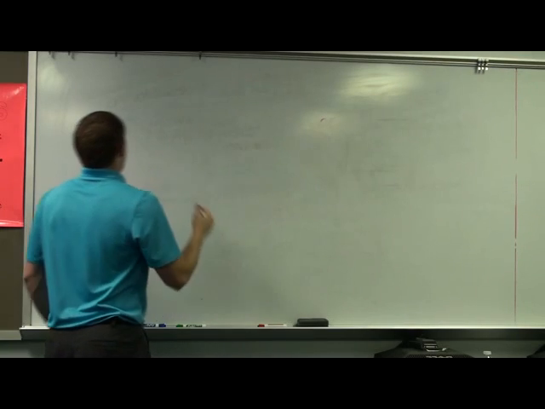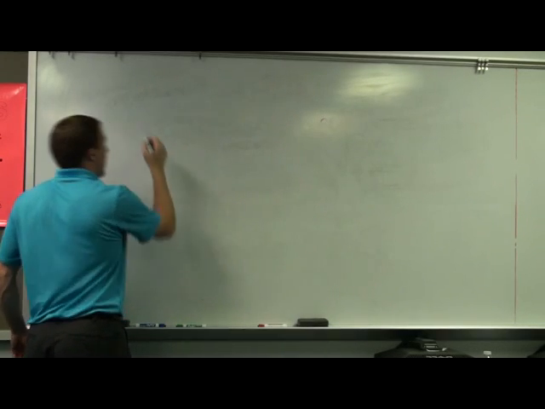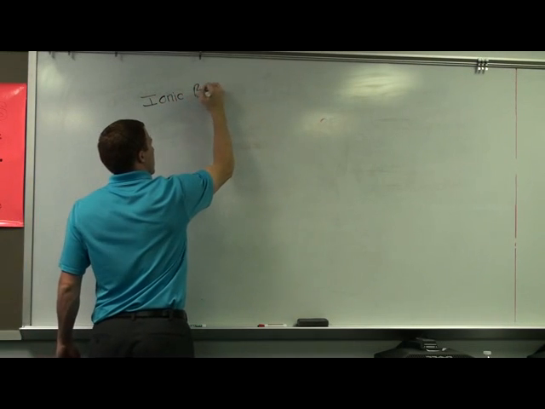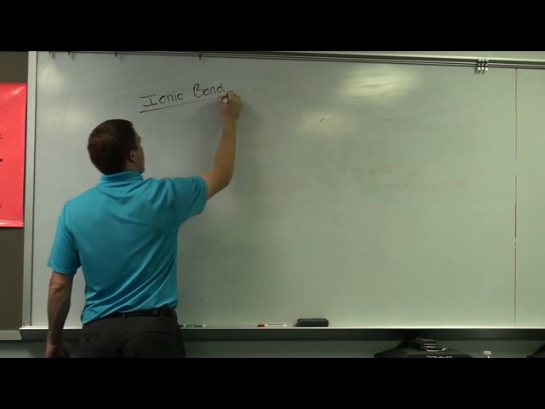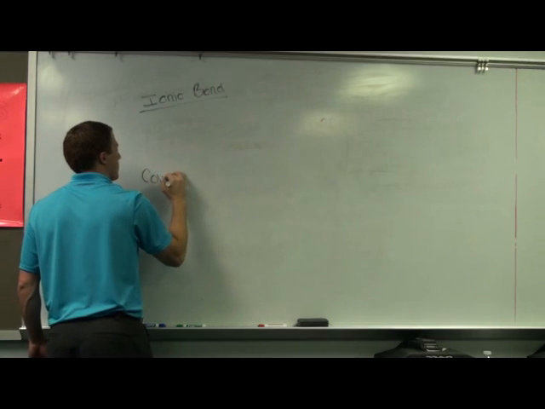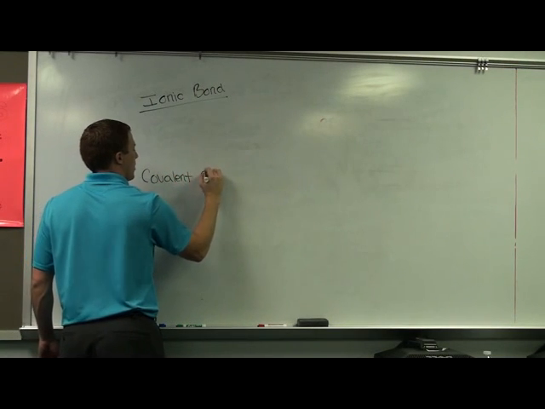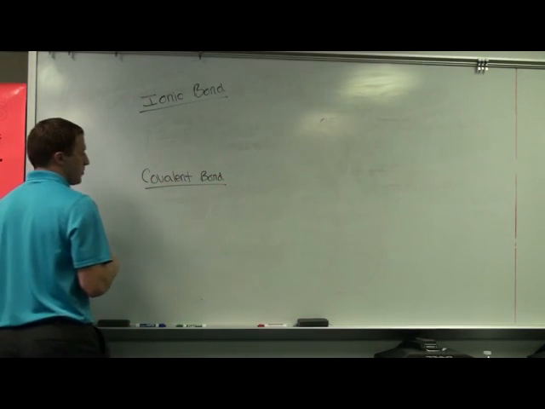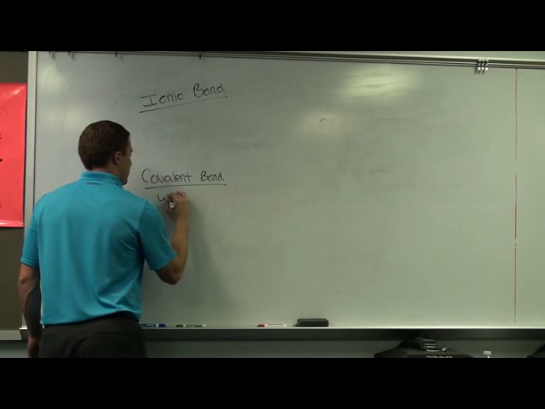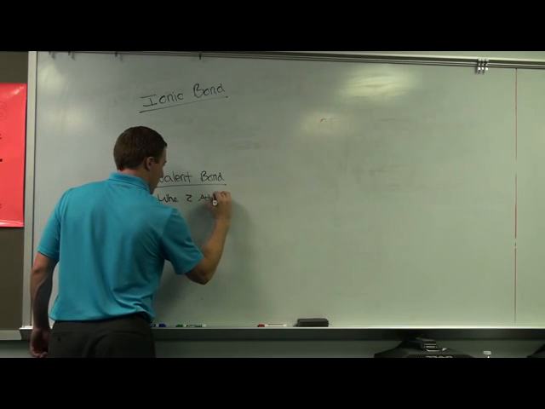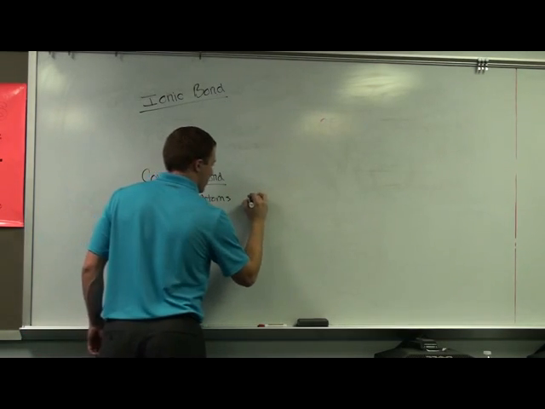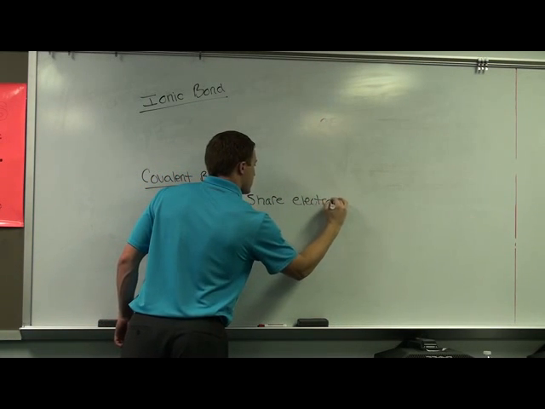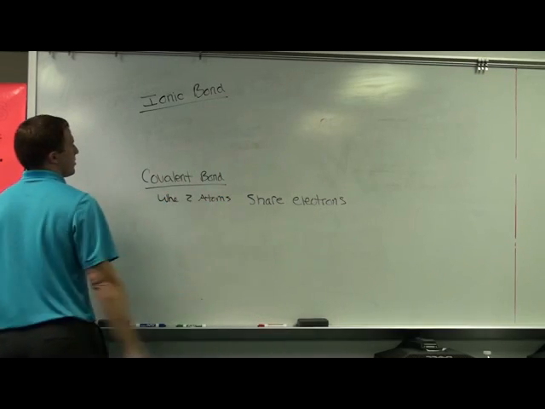So, 2 words I want you to know are ionic bond and covalent bond. Okay? A covalent bond is between 2 atoms when 2 atoms share electrons. When 2 atoms share electrons.